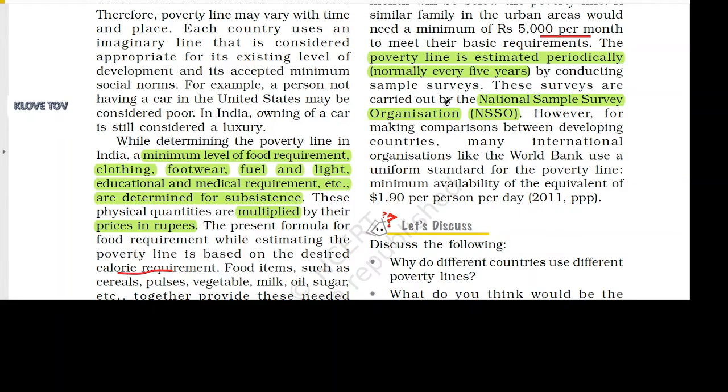These surveys are carried out by the National Sample Survey Organization. However, for making comparisons between developing countries, many international organizations like the World Bank use a uniform standard for the poverty line: minimum availability of the equivalent of $1.90 per person per day.